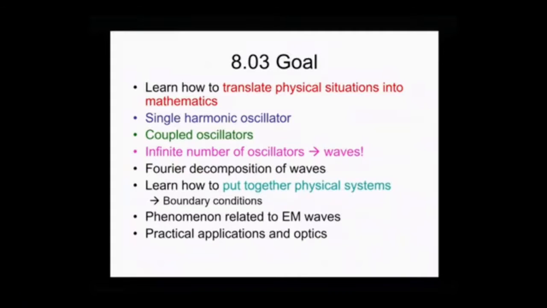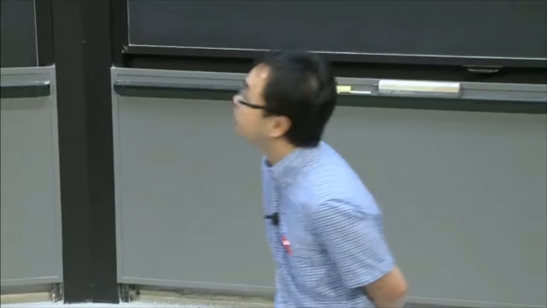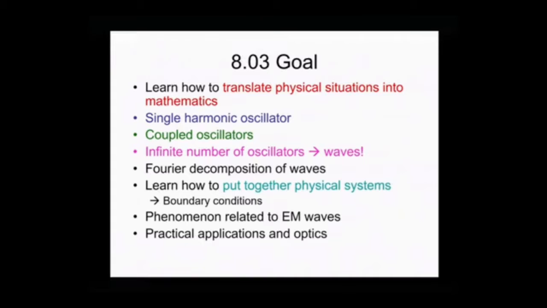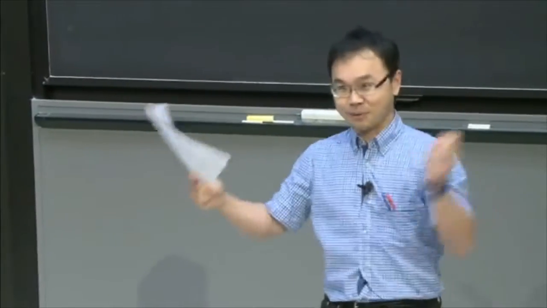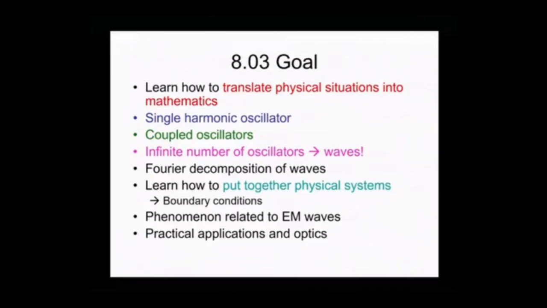But the first thing we have to learn is how to translate physical situations into mathematics so that we can actually employ this really wonderful tool to help us solve problems. Once we have learned that, we will start to look at a single harmonic oscillator. Then we try to couple all those oscillators together to see how they interact with each other. Finally, we go to an infinite number of oscillators. Sounds scary, but it's actually not that scary after all. And we will see waves, because waves actually come from an infinite number of oscillating particles, if you think about it. Okay? Then we will do Fourier decomposition of waves to see what we can learn about it.